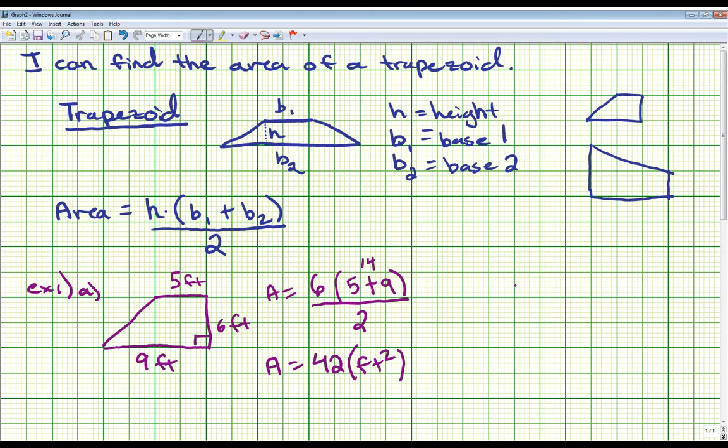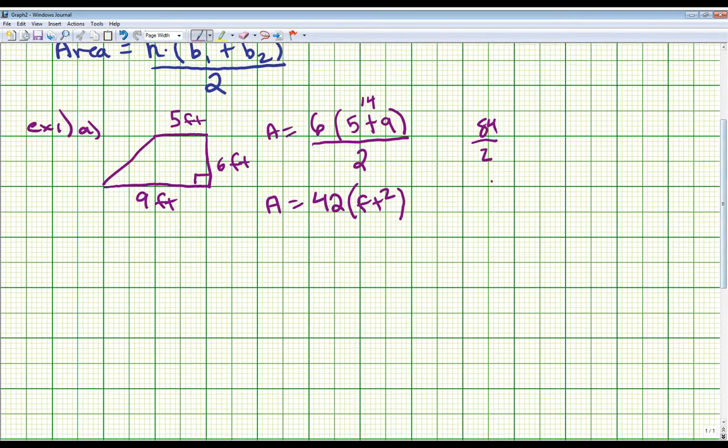So breaking that down a little bit further, if 5 plus 9 is 14, then I have to multiply by 6. So on the top, really what I'm doing is taking 84 and cutting it in half. That's how I get my 42. So this trapezoid is 42 feet squared.